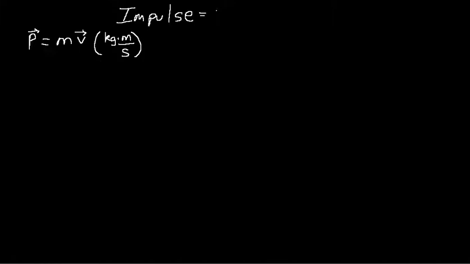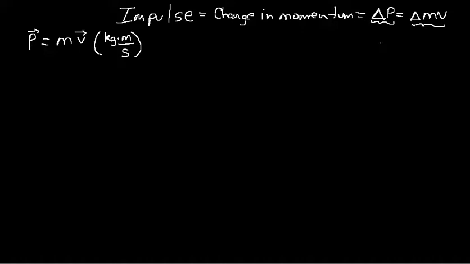Impulse, let me just state it up here, is defined as the change in momentum. And a change in momentum, you remember we used Greek letters to designate things, and the Greek letter for change was always delta. So the change in momentum would be delta P, or we can rewrite that as delta mv, because mass times velocity is momentum. It's the change in linear momentum. That's what impulse is. It's the change in momentum.